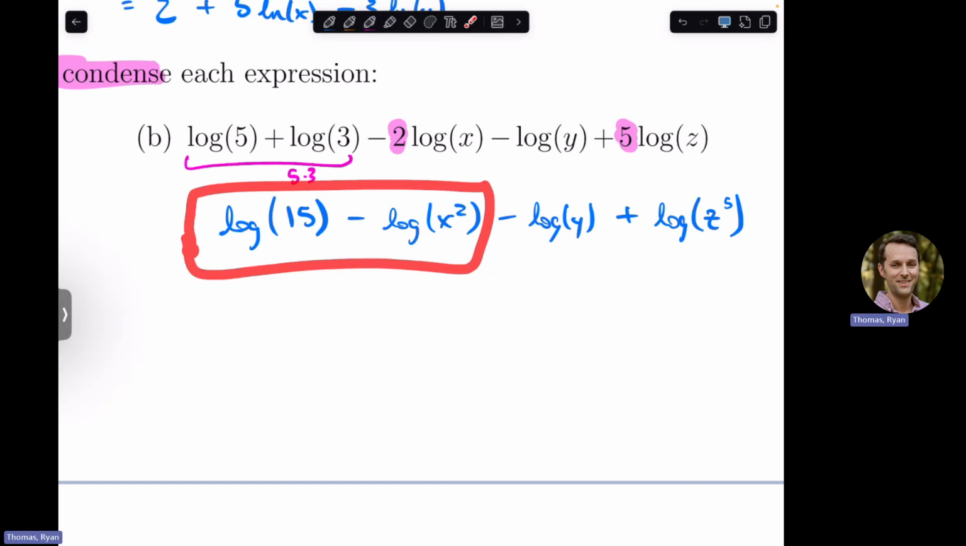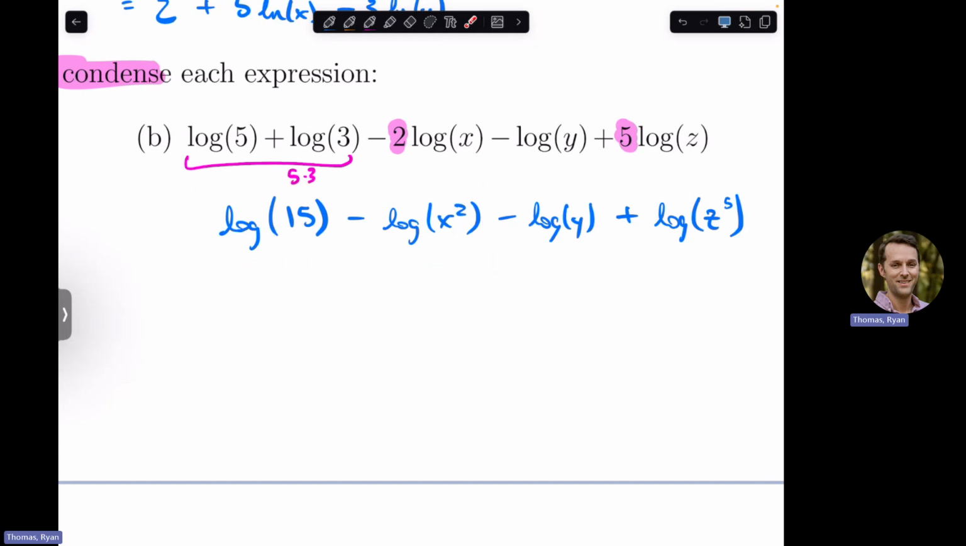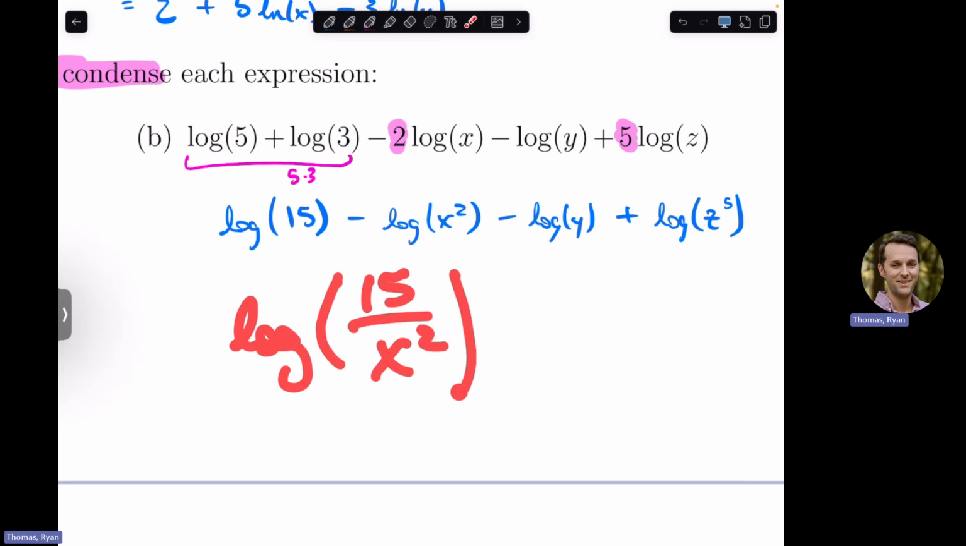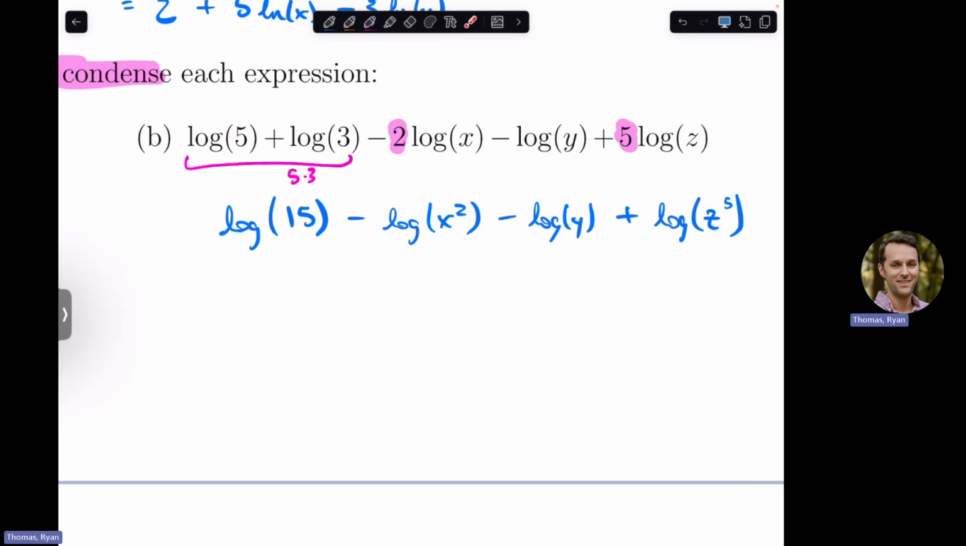What can we do here? Division, right? So that's going to turn into the log of 15 over x squared. And then what else?